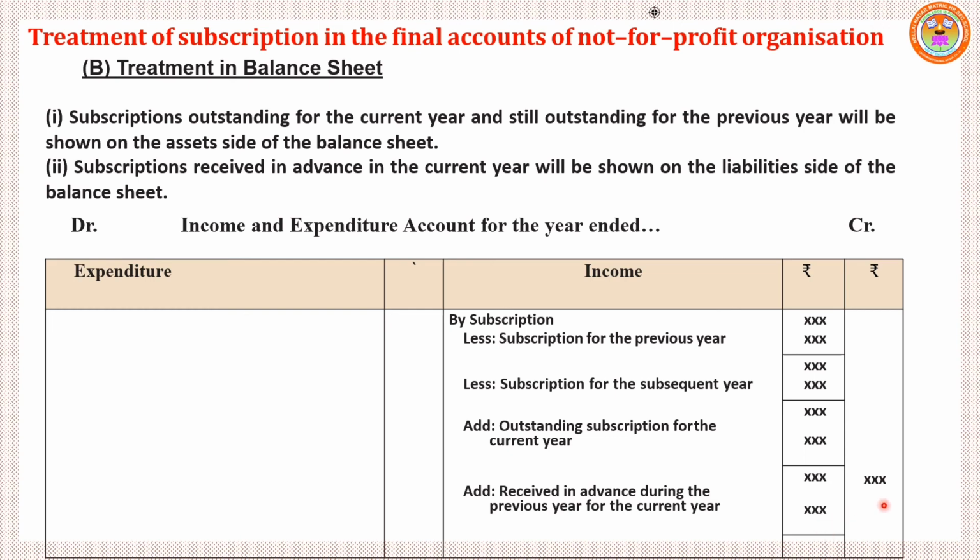Then while we are preparing the balance sheet, under the asset side, outstanding subscription for the current year and previous year. Don't get confused. While preparing the balance sheet, outstanding subscription for the current year and previous year, both we show under the asset side. The current year norm we have to follow one and only while we are preparing the income and expenditure account. Then under the liability side, subscription received in advance for the future year will be shown. So these are the norms to be followed while showing subscription in the final accounts of a not-for-profit organization.